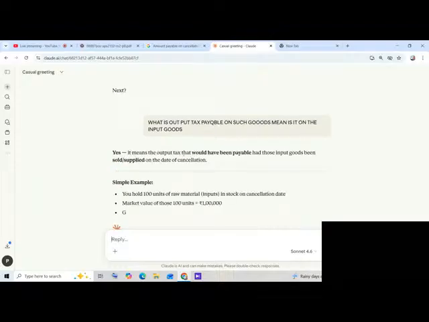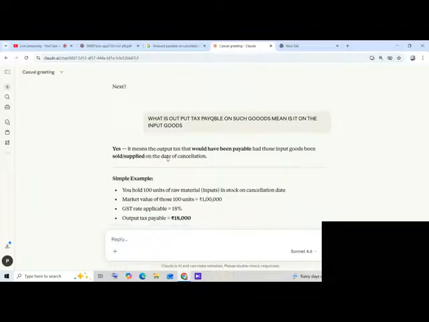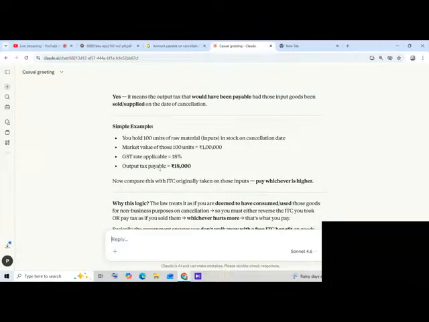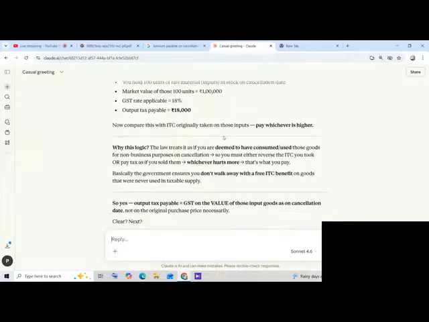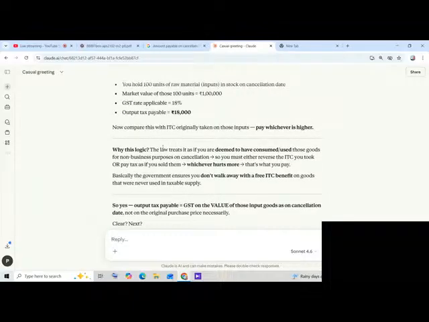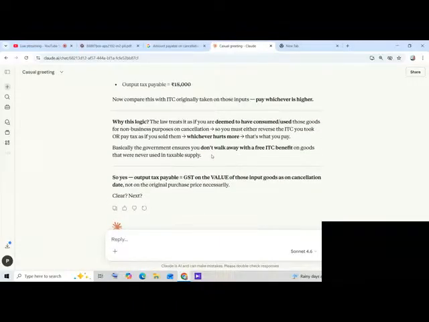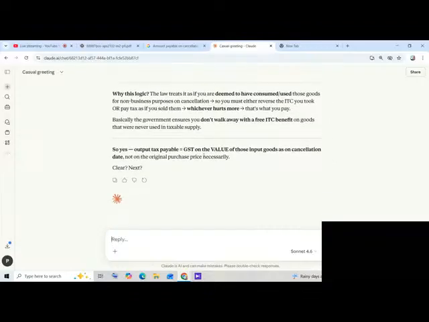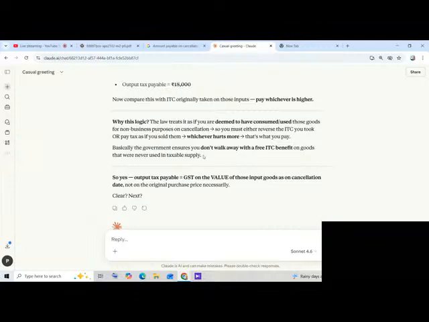Yes, it means the output tax that would have been payable had those input goods been sold or supplied on the date of cancellation. You hold 100 units of raw materials, market value 1 lakh, GST 18%, output tax 18,000. Now compare this with ITC originally taken. Whichever is higher, you pay that. By this logic, the law treats it as if you are deemed to have consumed or used those goods for non-business purposes on cancellation. So you must either reverse the ITC you took or pay the tax, whichever is higher. Basically, otherwise you would walk away with a free ITC benefit on goods that were never used in taxable supply. Okay, fine.